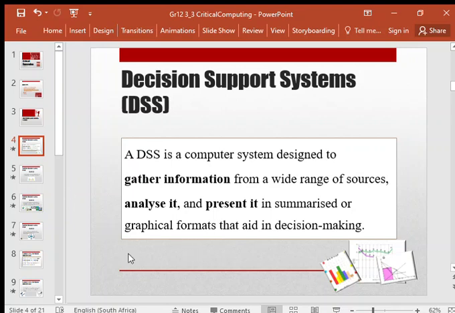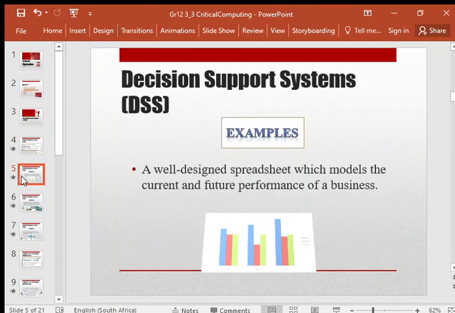So basically, we use software to gather information, and a good means is your spreadsheet, your database. We can get information, it can be analyzed there and can be used to make decisions. Now, a well-designed spreadsheet which models the current and future performance of a business will help make decisions related to a business.